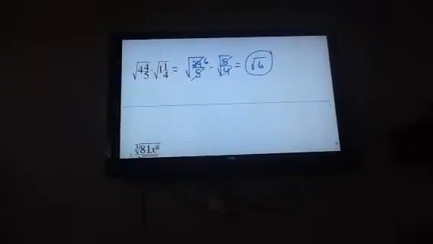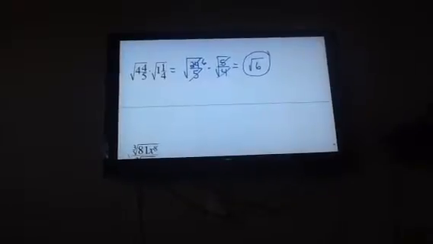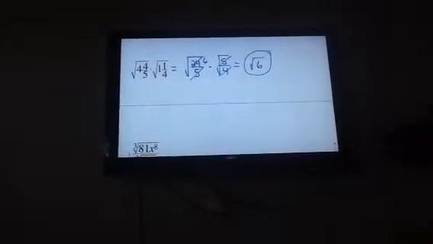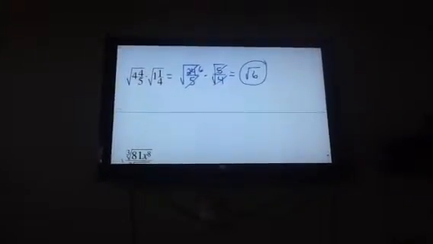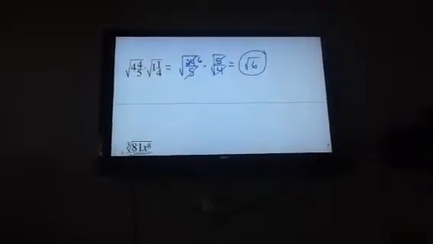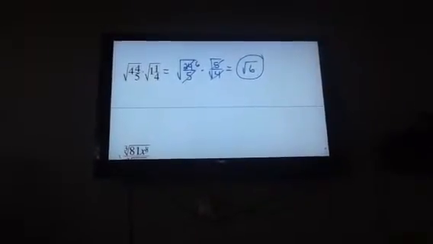So, as difficult as it may look to start with, it's not a difficult question if you change those numbers and reduce. If you multiply it and then try to rationalize it and all that kind of stuff, then you've created a monster there.